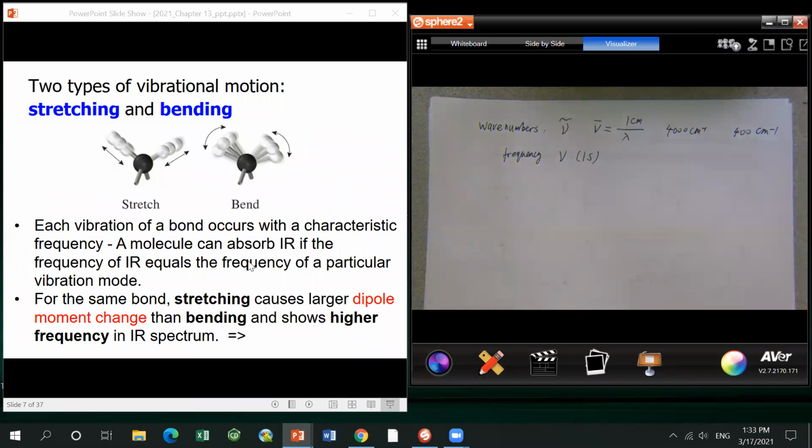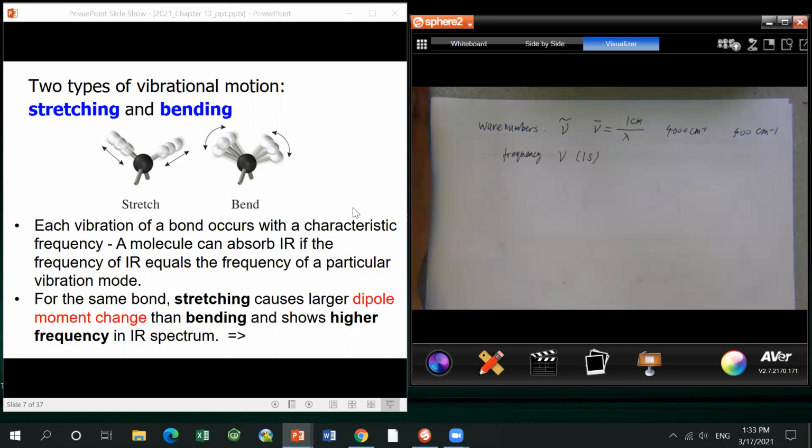So for the bond vibration, there are 2 types of bond vibration. One is called stretching, and one is called bending. The stretching is just like this way, going back and forth. Bending is like this way, just shaking. Each vibrational bond occurs at a certain frequency. So if a molecule can absorb IR, if the frequency of the IR equals the frequency of a particular bond vibration, then you see the IR peak. So there are peak signals.